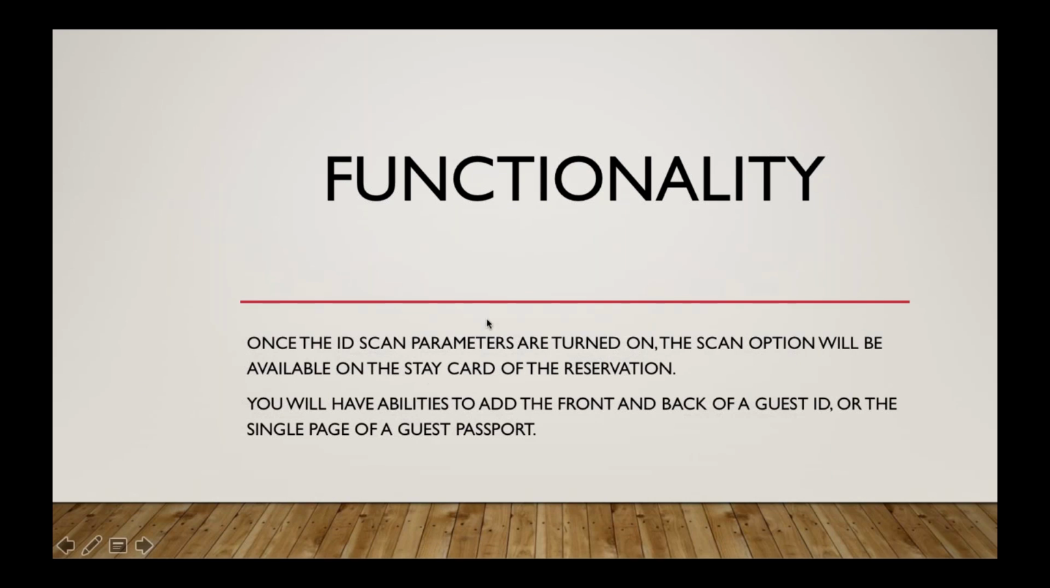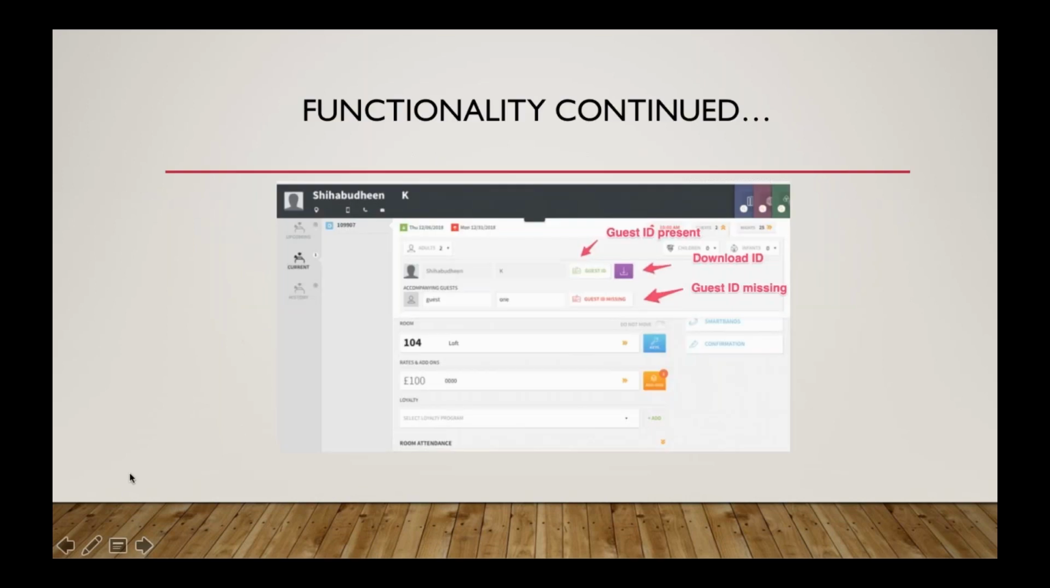Functionality. Once the ID scan parameters are turned on, the scan option will be available for the stay card on the reservation. So this will basically give you the ability to add the front and the back of the guest ID or a single page of the guest passport. I've included a screenshot here.